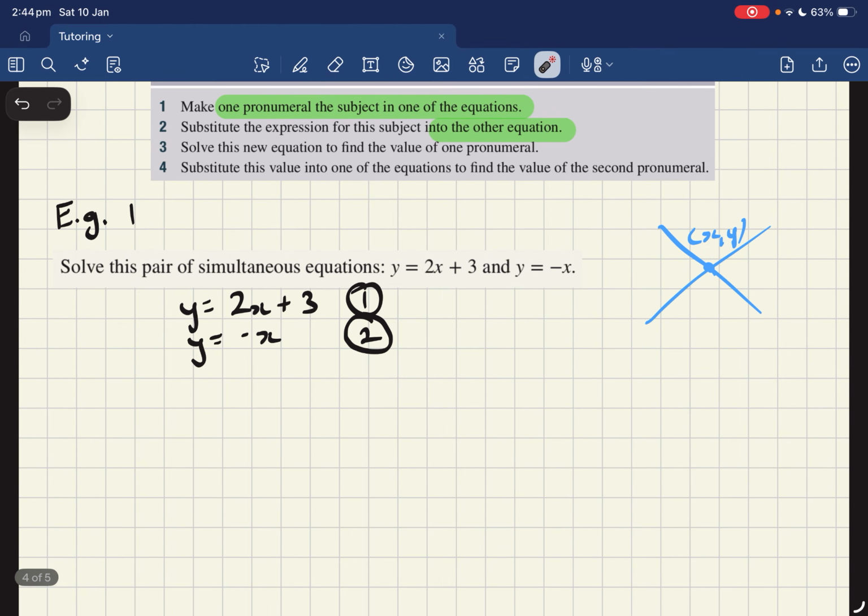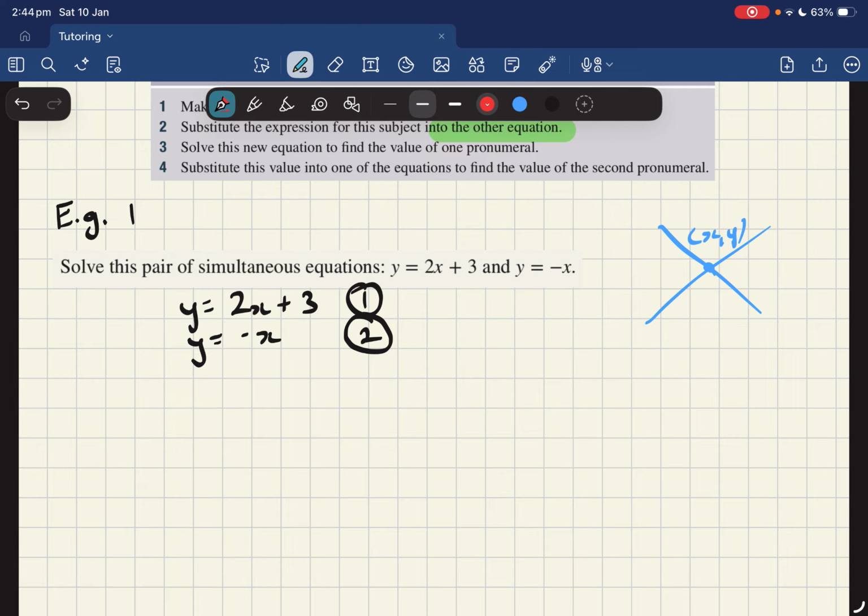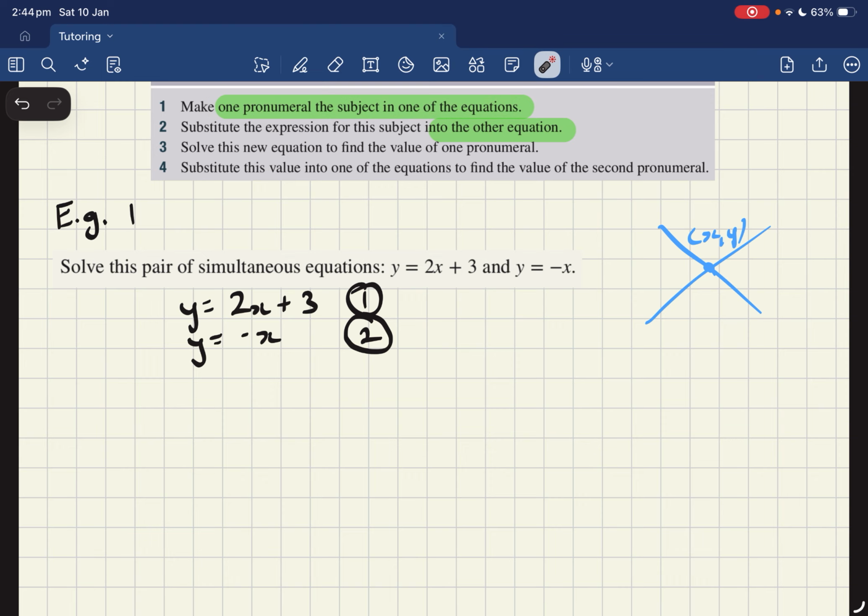Now, in this first example, we have these two equations, and thinking back to that idea I said before, this y value is going to be the same for both of the equations. So these two are exactly the same. Now, here y is the subject in both.